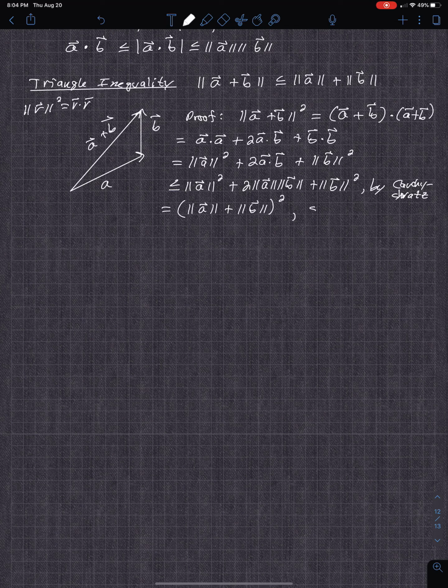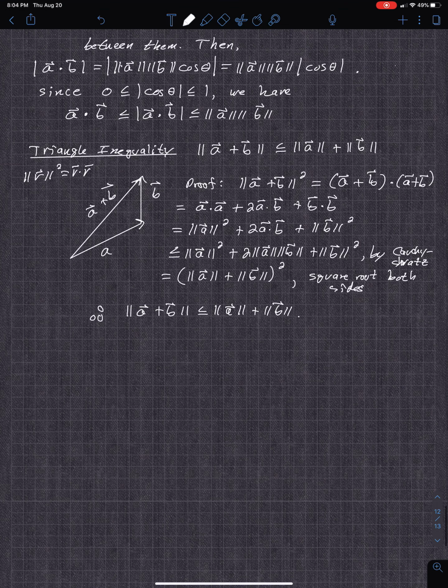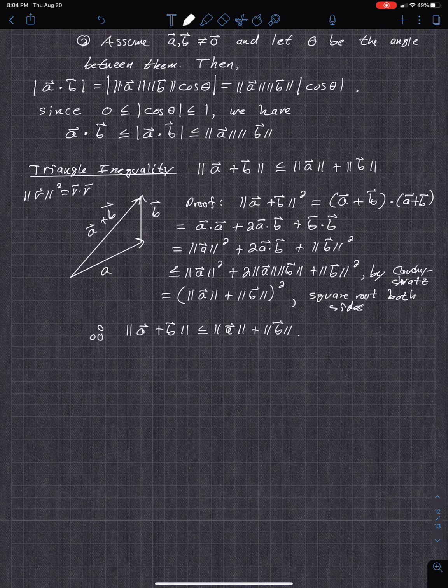And then we square root both sides. Since we have the square of both sides, we can take the square root, and you end up getting the triangle inequality: magnitude A plus B is less than or equal to magnitude A plus magnitude B. And that's it. Important triangle inequality. You'll see it often in future work. It comes up a bit.